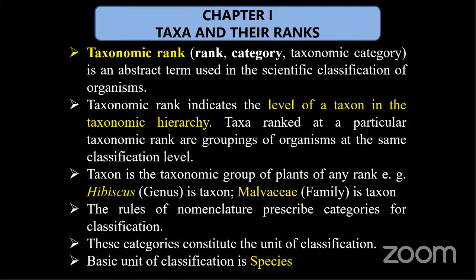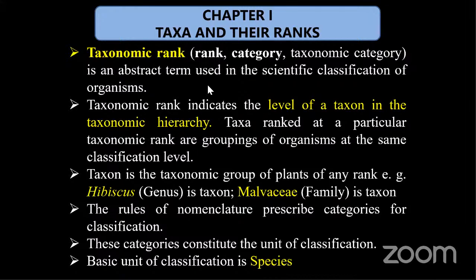Rank denotes the position where that category is. Category is the artificial compilation of plant groups. So a category includes a genus, family, division, species, and so on. And a taxon includes the actual organisms which are organized under the category. So taxonomic rank is an abstract term used in the scientific classification of organisms.